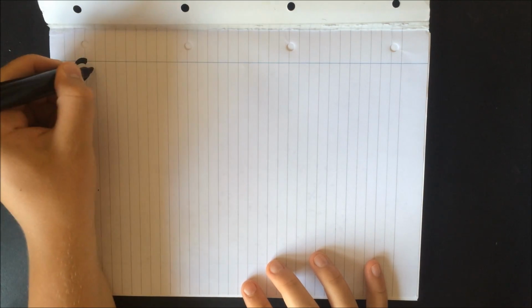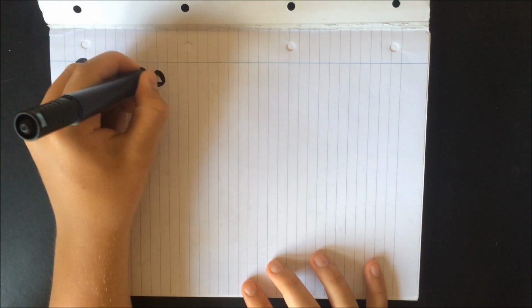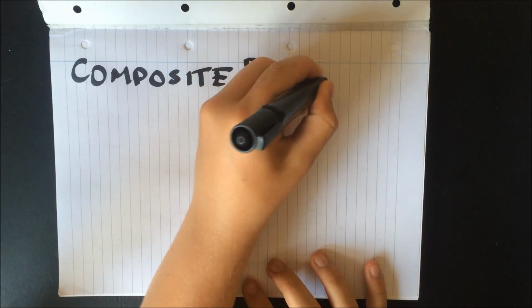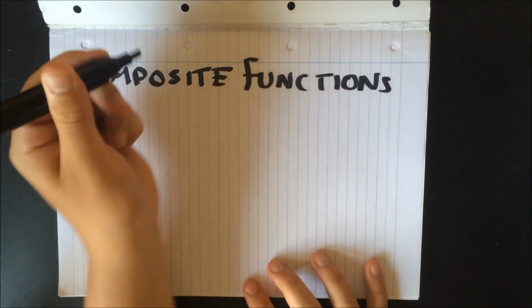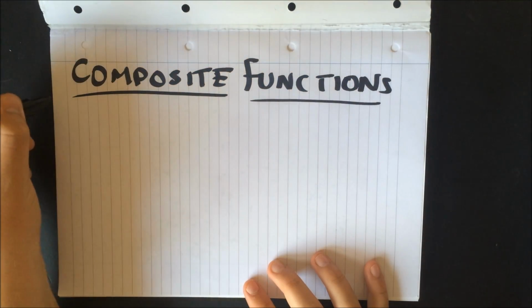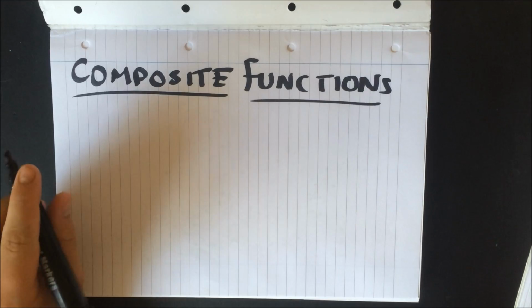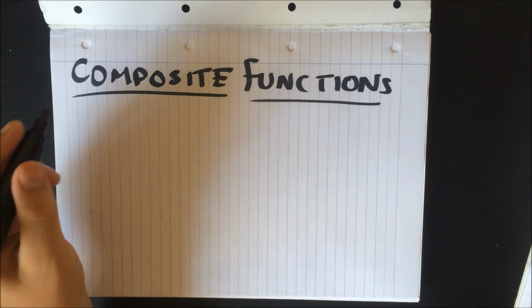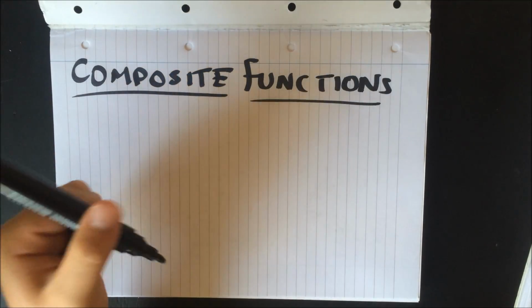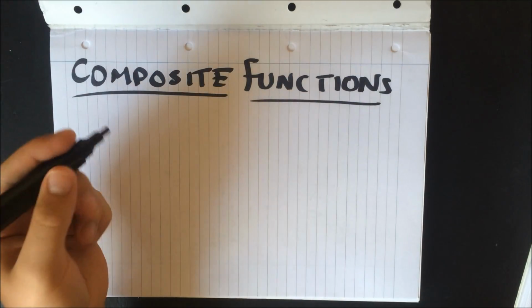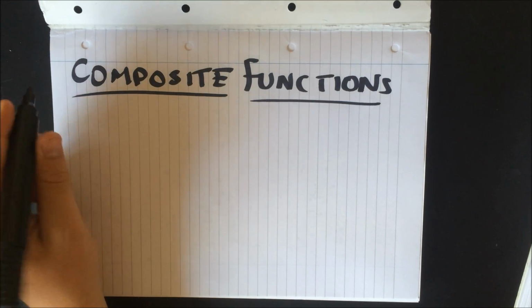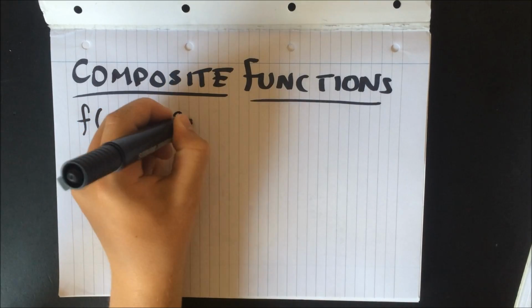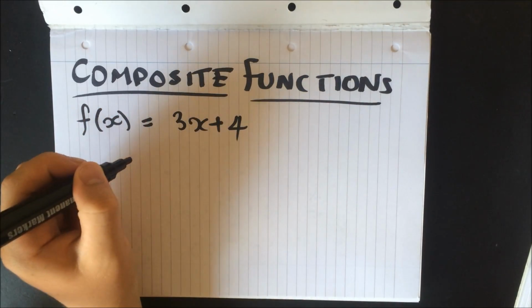So I'll just write that down there. Composite functions. So what is a composite function? Well, composite just means made up of. So a composite function is a function which is made up of two functions basically. So you can have a function, let's say f of x is equal to 3x plus 4.